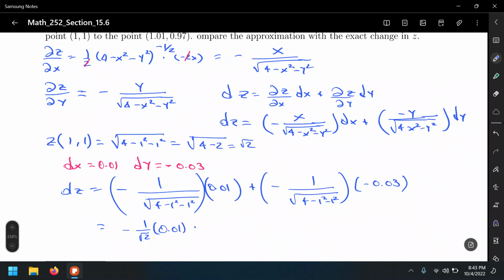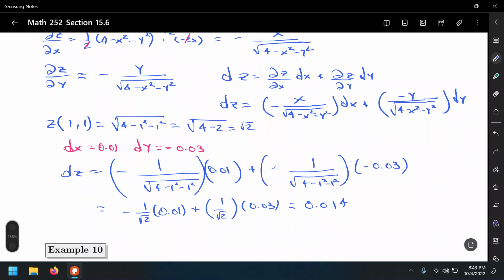0.01. And then minus that, or actually careful, because negative times a negative is going to give us a positive, so that still becomes positive: 1 over root of 2 times 0.03. And using a calculator, this is approximately 0.014. Comparing with the actual change, the actual change is 0.0137. Well, compare with the approximated change. I think it's a good approximation, isn't it?